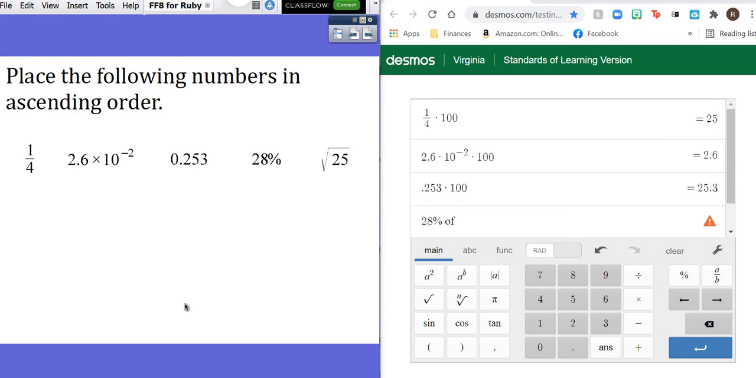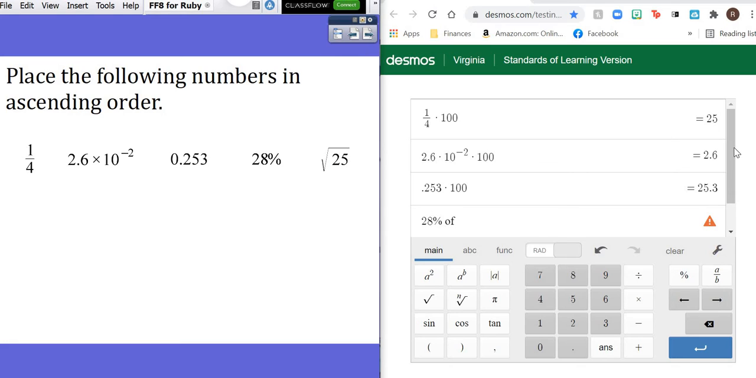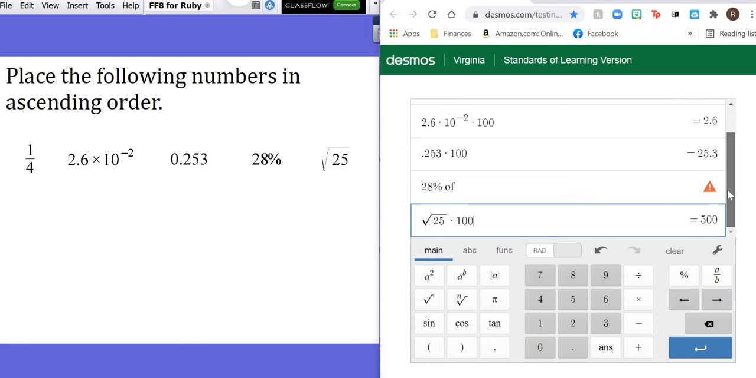First thing you do is put those numbers directly into your calculator, and unless they have a percent sign, you need to multiply them by 100. So that's what I've done. I took 1 over 4 multiplied by 100. I took 2.6 times 10 to the negative 2, and multiplied by 100. I took 2.53 multiplied by 100. I typed in 28% so I wouldn't forget it. And then, of course, I put in the square root of 25. I made sure to come out of the radical, out of the square root, and multiplied by 100.